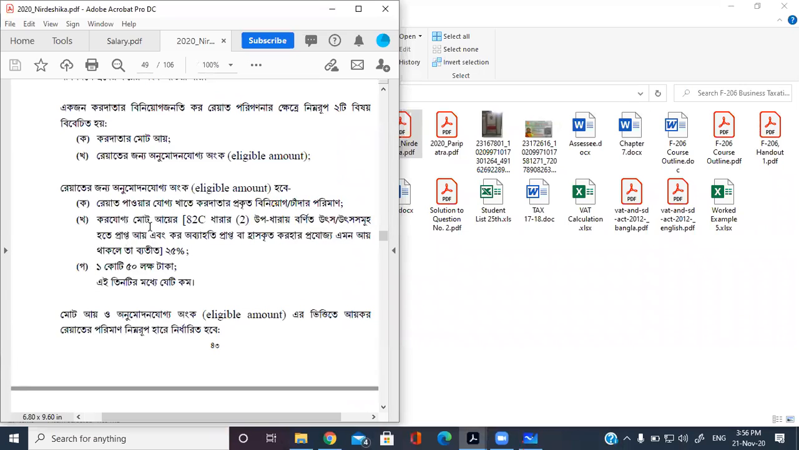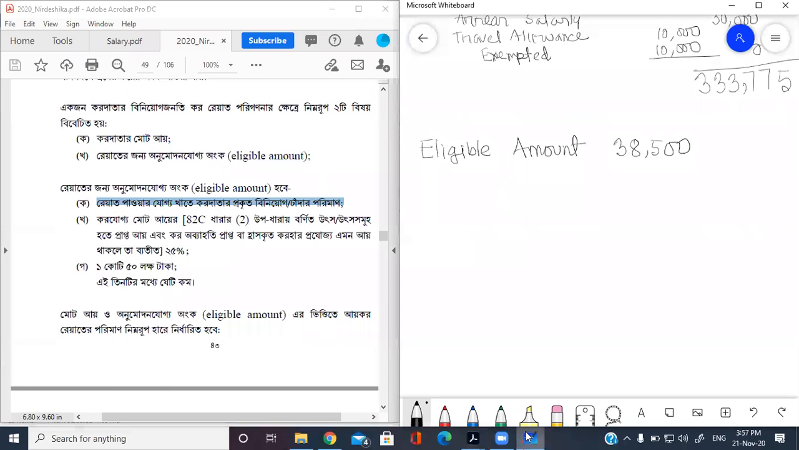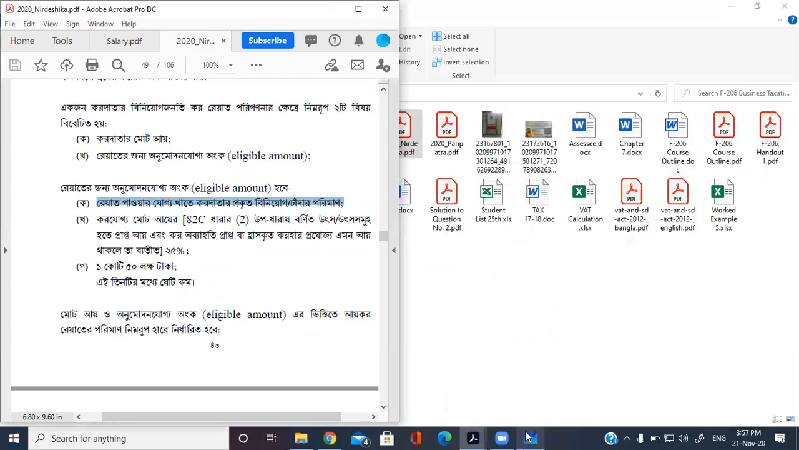So first of all, which one have I just calculated? That is this calculation. Eligible amount, not eligible amount, total eligible amount. So that was 38,500. Now, the second one is important.